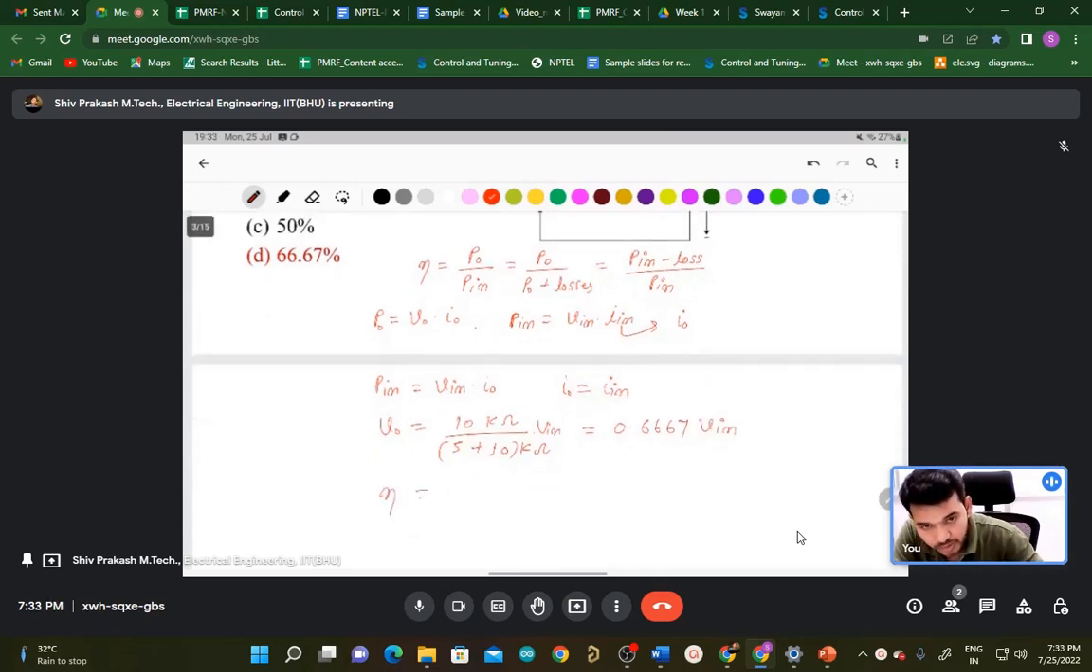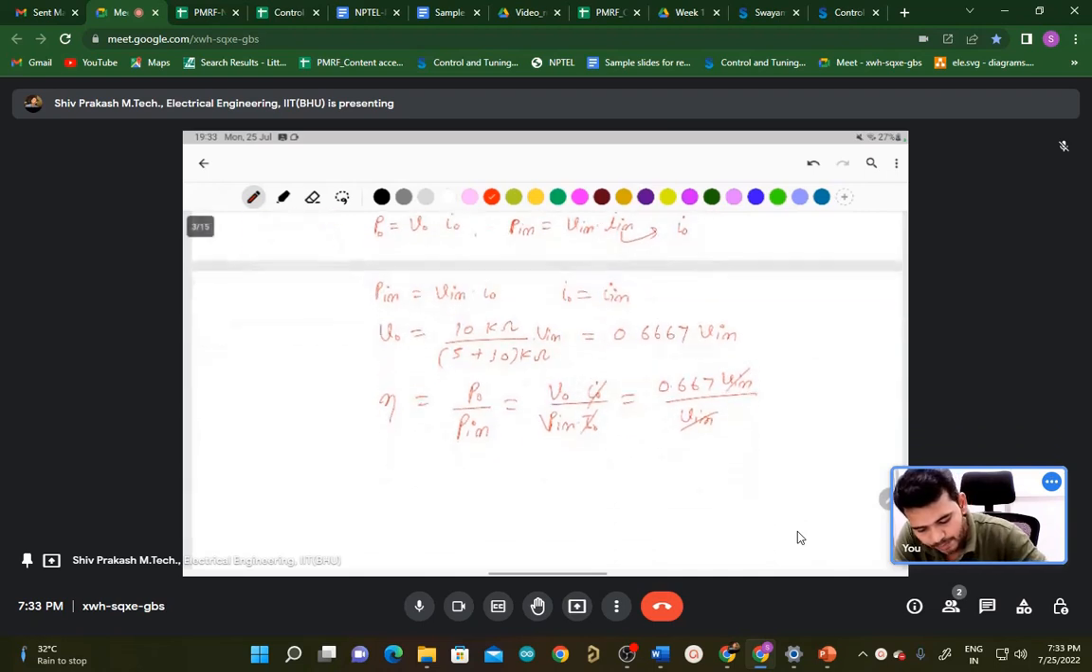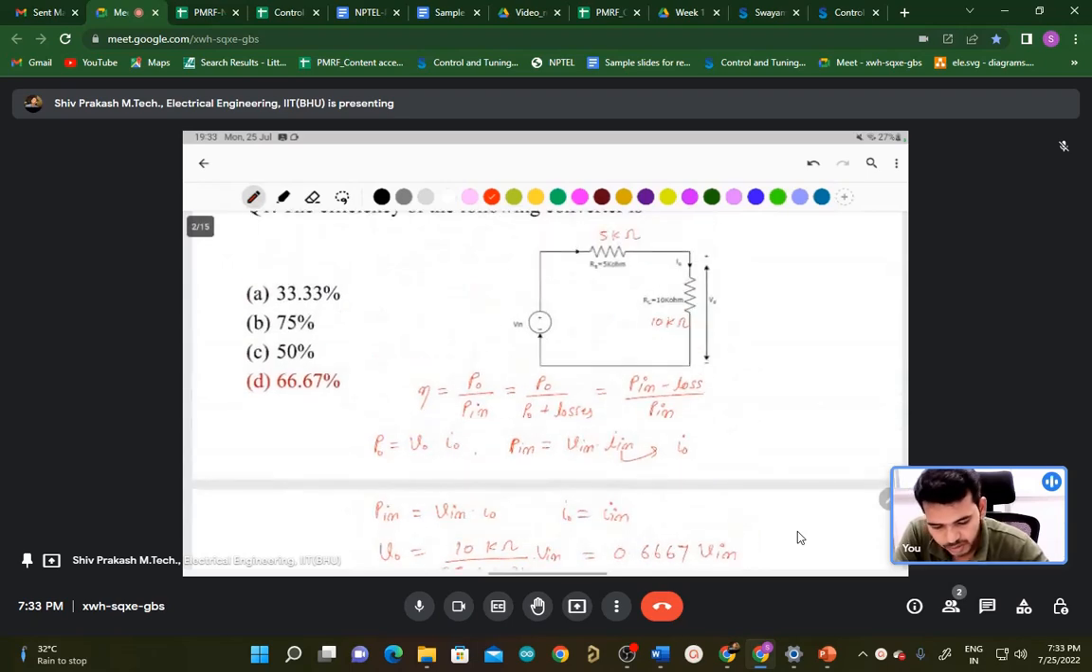Then efficiency is equal to P output divided by P input. P output is equal to V output into I output, and P input is V input into I output. You cancel out. V output is equal to 0.667 V in, divided by V in, cancel out. Efficiency is equal to 66.67%. If you convert this into percentage, then you find it is only 66%. The option is also given to you in the assignment.